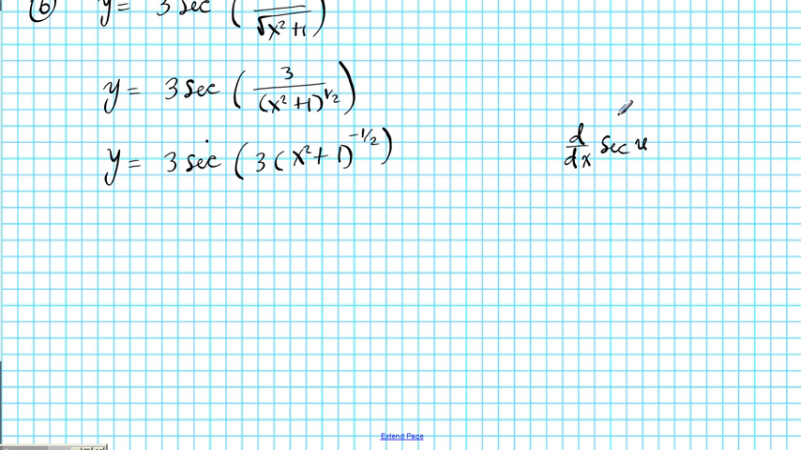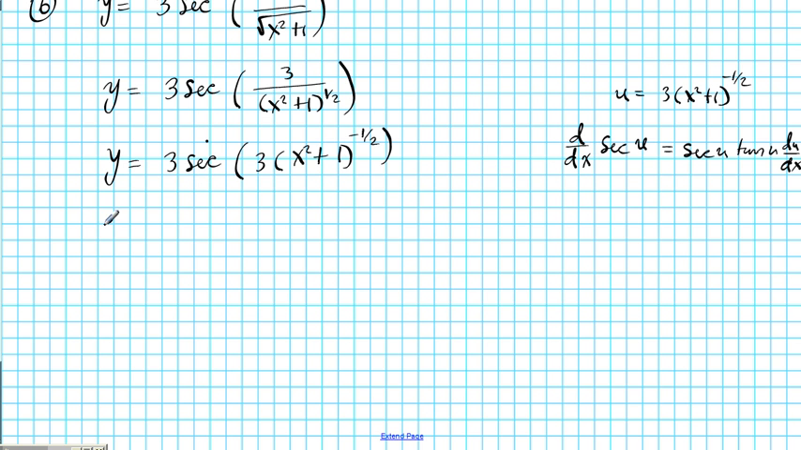Okay? In this case, u is basically 3 times (x squared plus 1) to the 1/2, actually to the negative 1/2. So let's forget about this and call it u. Alright, so the derivative with respect to x of secant u is going to be secant u tan u times du/dx.